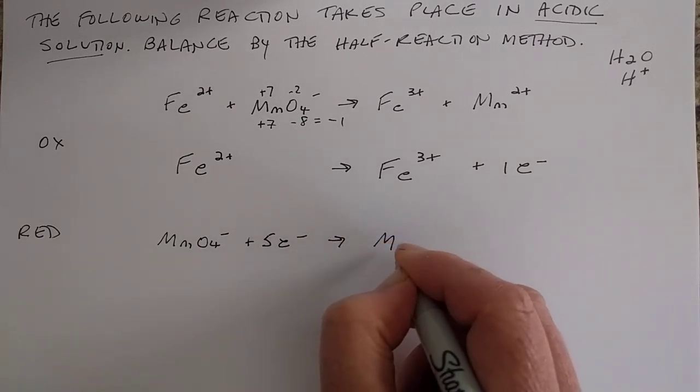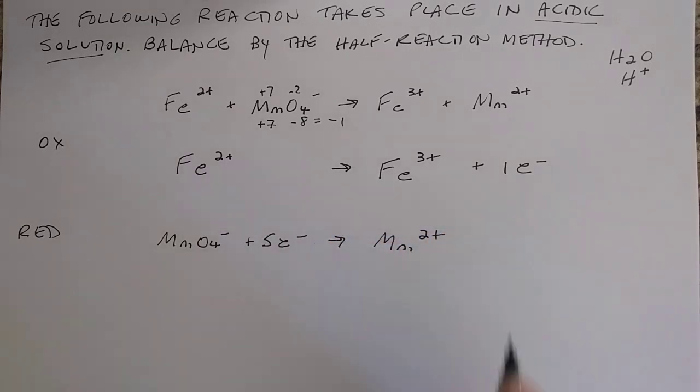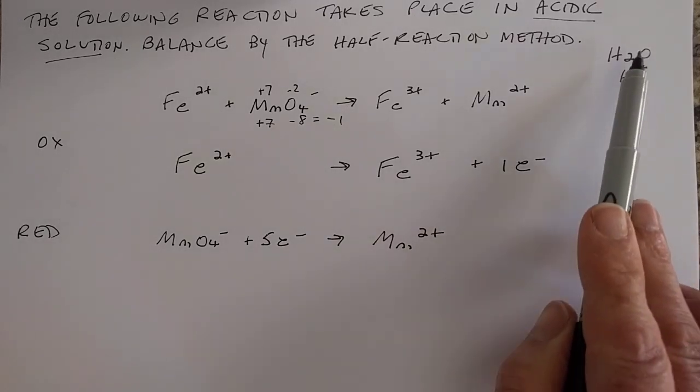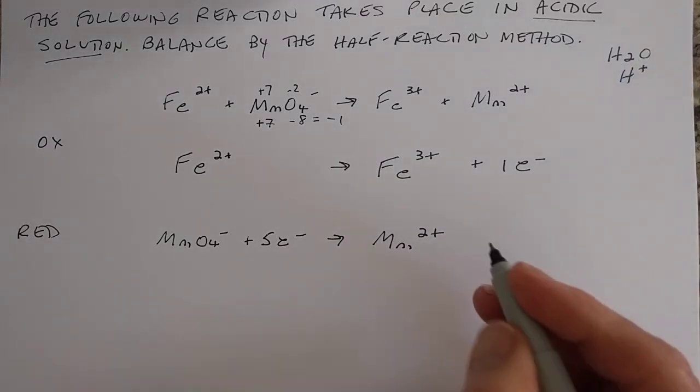And then it goes to Mn2+. Okay, we're not finished here yet. We have 4 oxygens here. We have to have 4 oxygens over there. Where are we going to get 4 oxygens? From the water. We're in acidic solution.